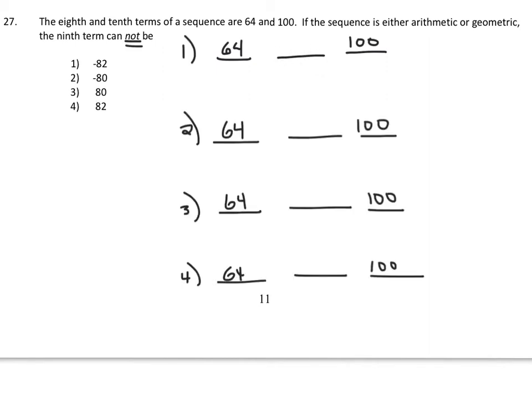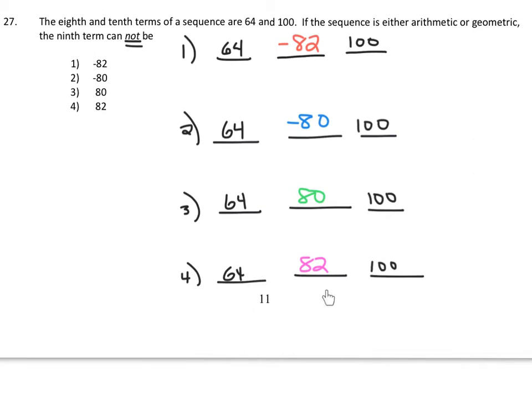All right, so here's my plan. What I did was I wrote out what we knew 4 times. And I'm going to take these answer choices and plug them into the missing term, one by one, and let's see which one doesn't make any sort of sense. We're going to plug in negative 82. That's choice 1. Choice 2 says negative 80. Choice 3 says 80. And choice 4 says 82. Okay, so let's see which one doesn't work.